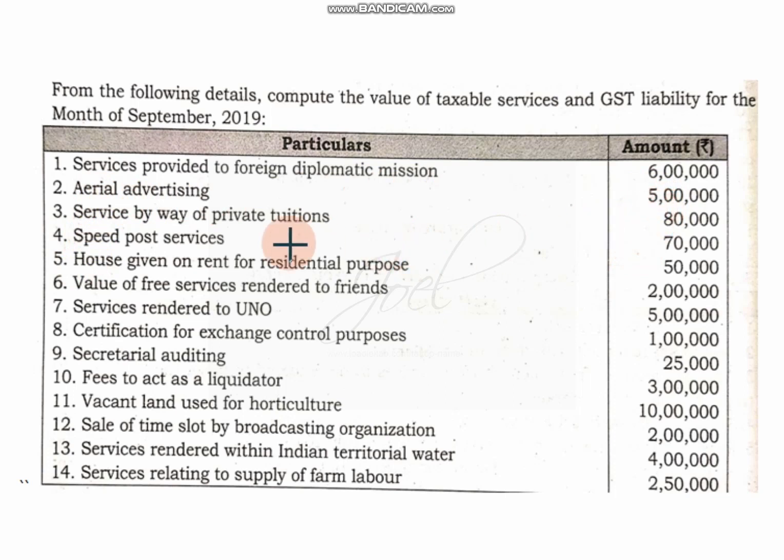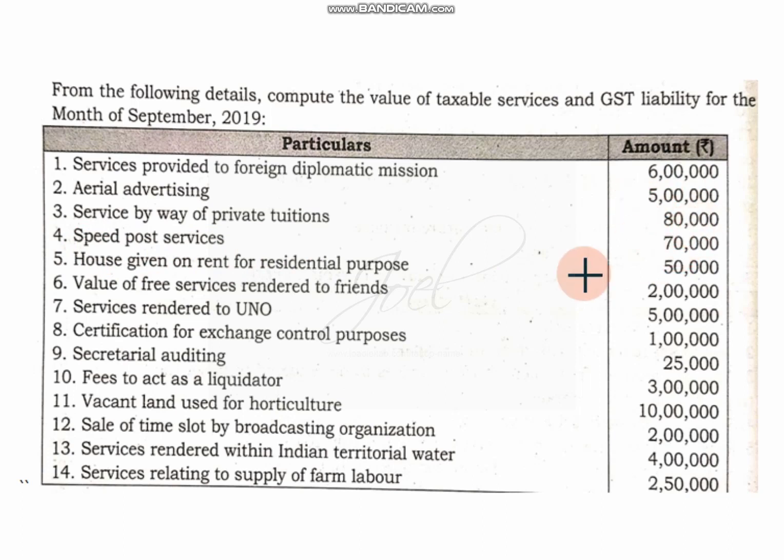Next, service by way of private tuition, 80,000. So it is again a service, taxable service. Speed post service, taxable service. So for all these things till here no information is there, so we are assuming that these are transactions which are done within the state.